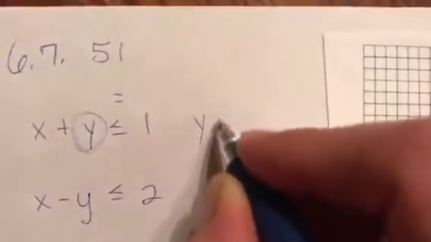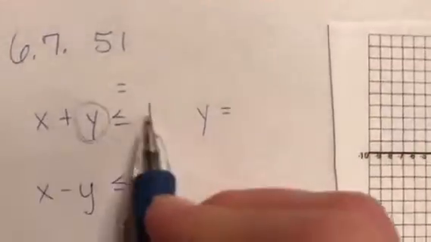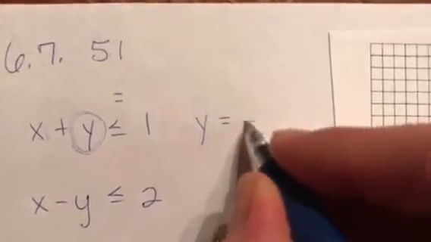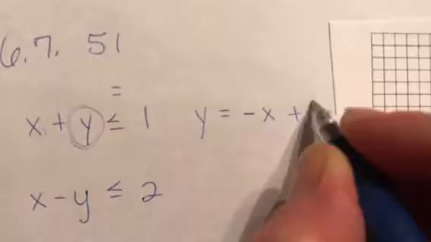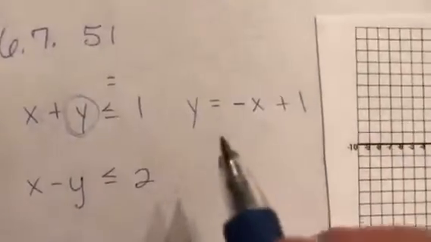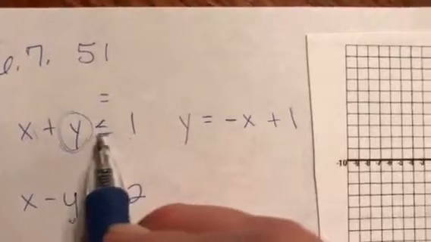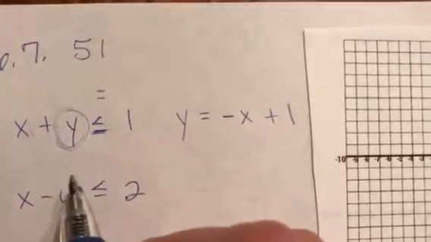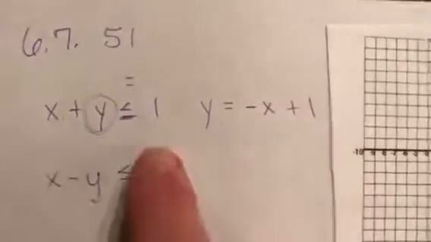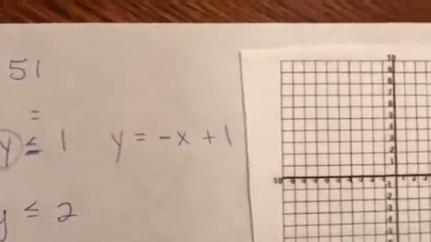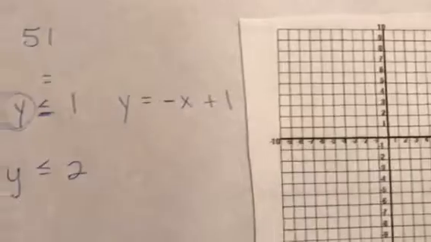So if I do that, I'm going to move my x to the other side. If it's a positive x on this side, when I move it to the other side, it's going to look like this, negative x, and that would be plus 1. Now if this is less than or equal to, when I get ready to graph it, it's going to be a solid line. If it was strictly less than, it would be a dotted line. But let's not worry about that yet.